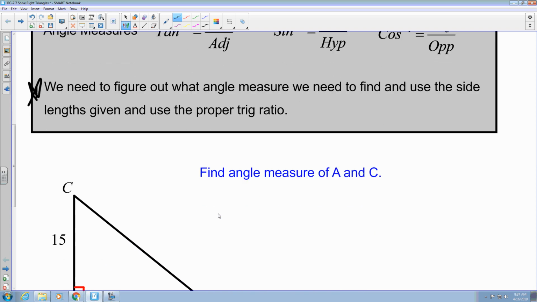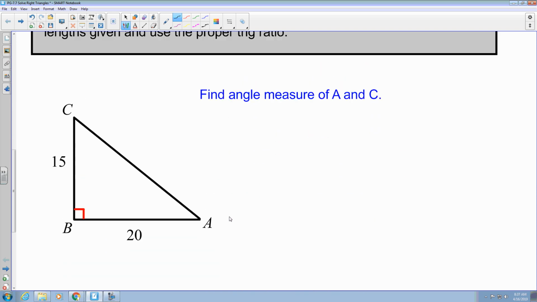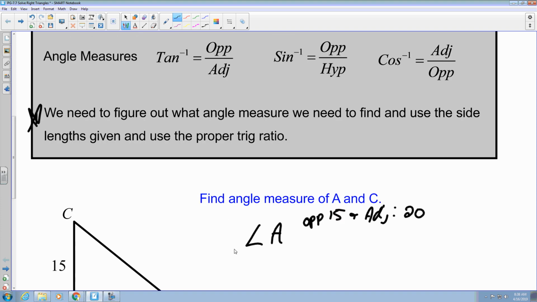So here, in this example, we are given two side measurements. They're telling us that BC is 15 and AB is 20. They want us to find the angle measures of angle A and angle C. Looking at angle A, we don't know what it is, but we do know that the opposite of angle A is 15 and the adjacent value to angle A is 20. So we know the opposite, we know the adjacent. The appropriate trig ratio is going to be the tangent.